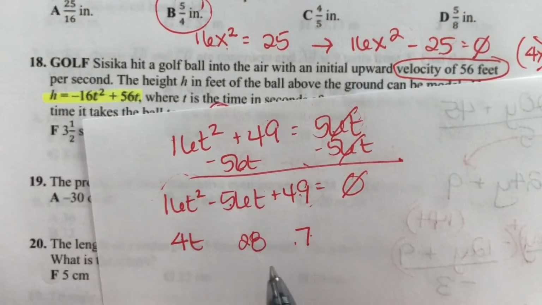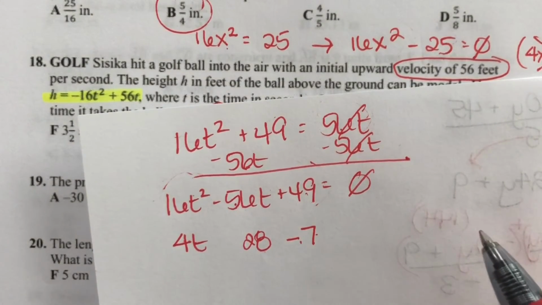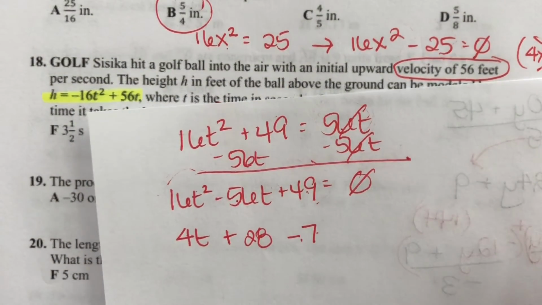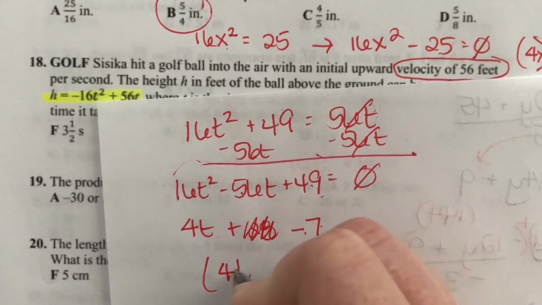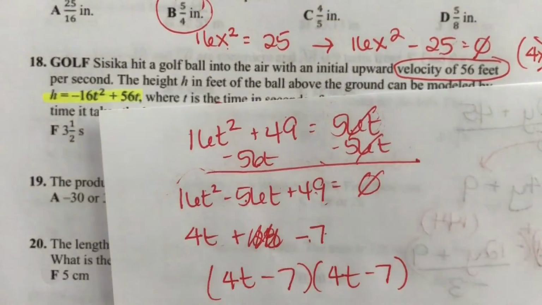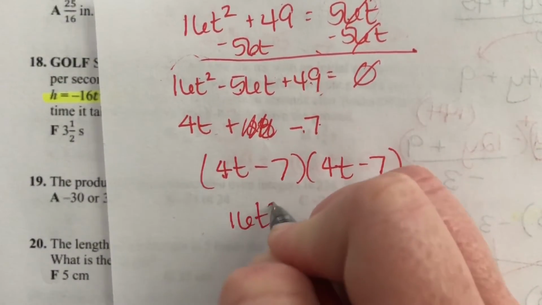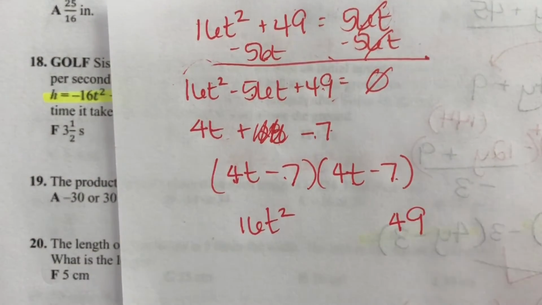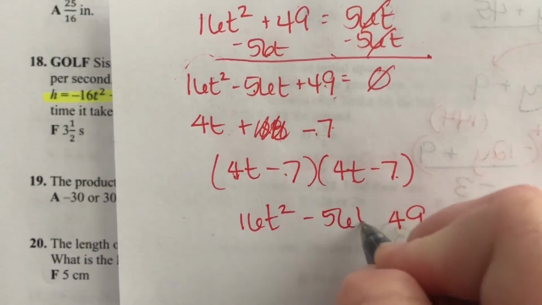Okay, so the middle term here, I'm going to get negative 28. So I'm thinking I'm going to have a negative 7 and a negative 7. So I'm going to have 4t minus 7 times 4t minus 7. Those are my two terms, okay? 4t times 4t is 16t squared. 7 times 7 is 49. And then in the middle, 4 times negative 7 times 2 gives me negative 56t.